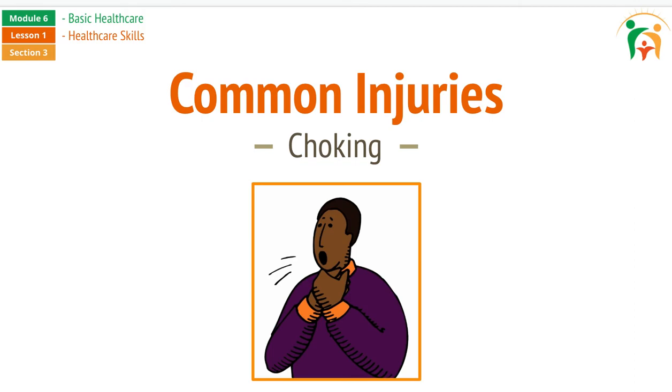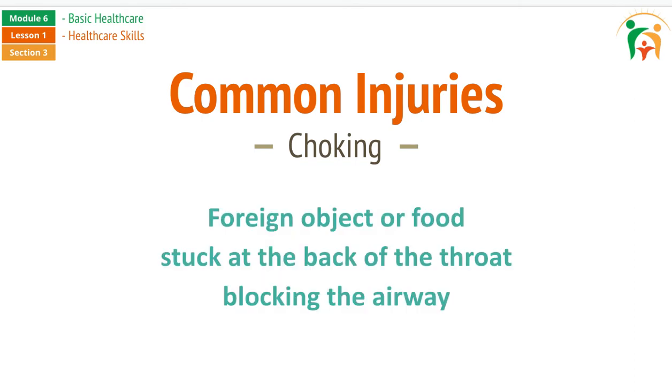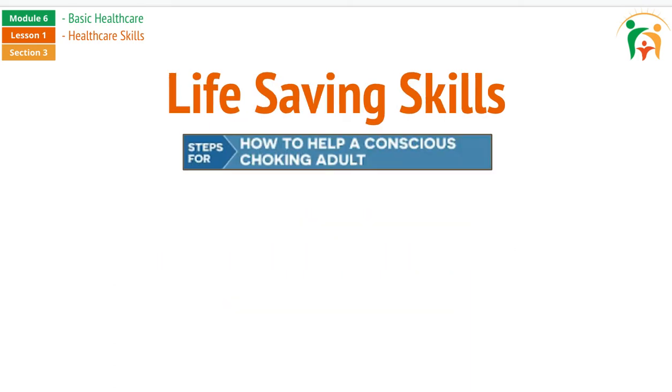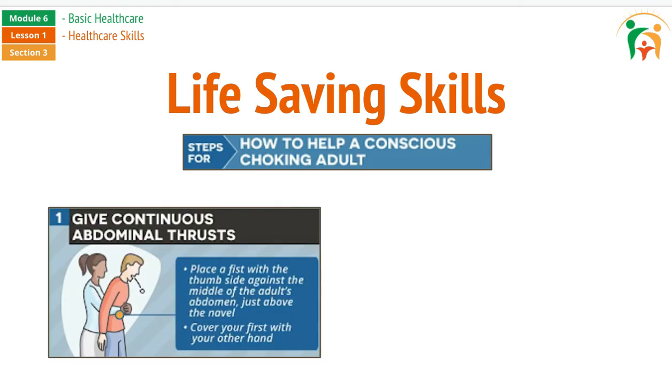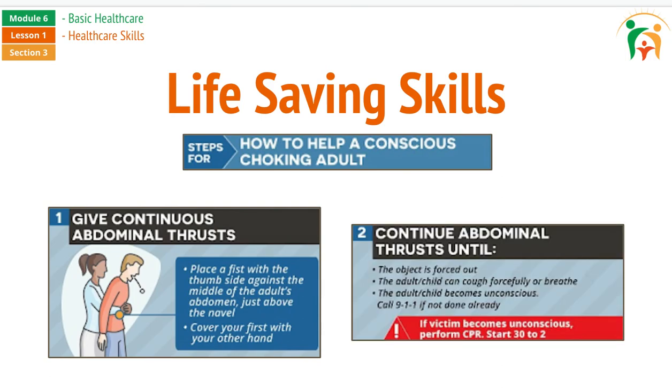Choking. Choking is a foreign object or food stuck in the back of the throat, blocking the airway. How to help a conscious choking adult? Give abdominal thrusts. Place the fist, thumb side against the middle of the adult's abdomen, just above the navel, and cover the fist with the other hand. Continue abdominal thrusts until the object is forced out, or the adult or child coughs forcefully or breathes.